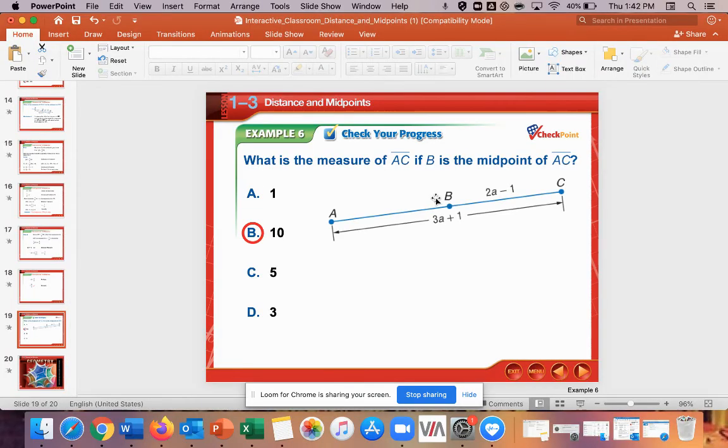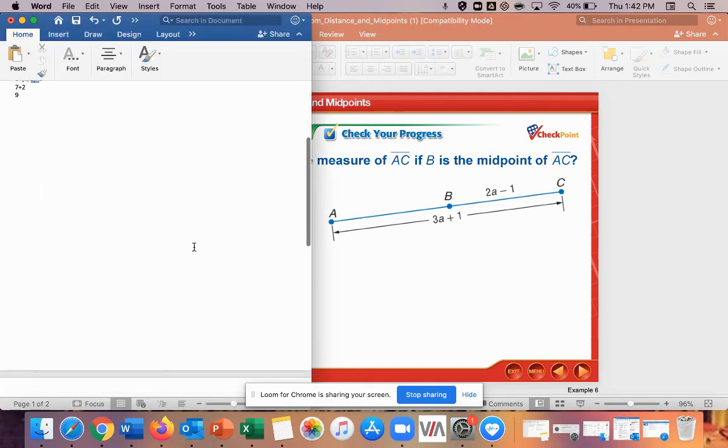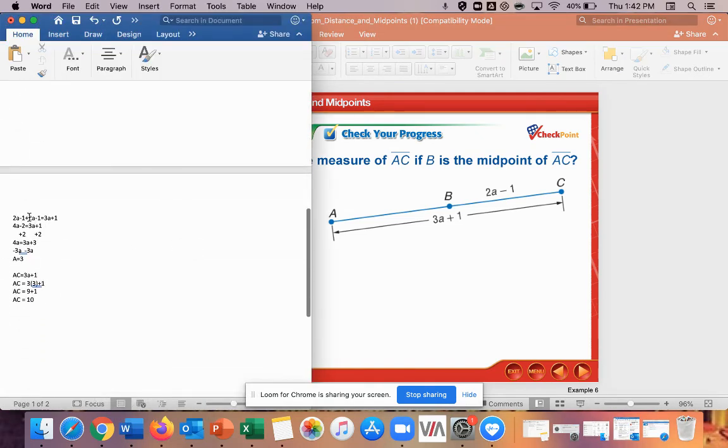to 3A plus 1. And this is what it looked like down here. So I had 2A minus 1, all right, which was this section, plus 2A minus 1, which was this section, equals 3A plus 1, which was this bottom section. So as you can see, this half plus this half equals the whole. All right. So I simplified. Instead of 2A minus 1 and 2A minus 1, I made it 4A minus 2.